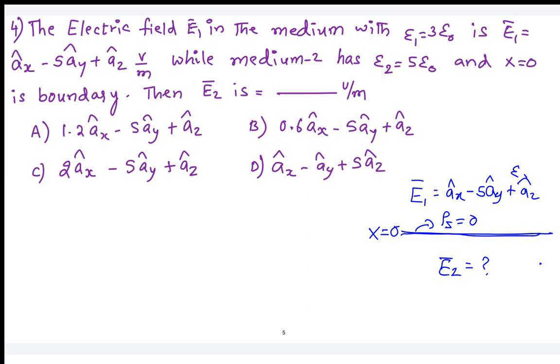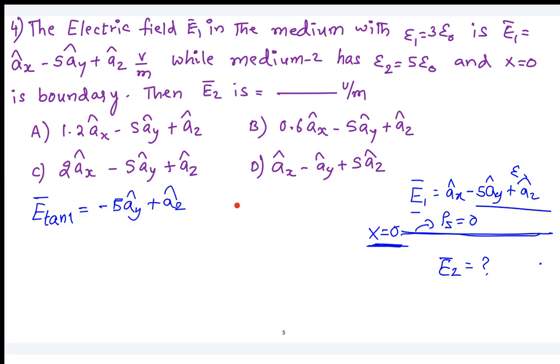See, since you know the electric field intensity in medium 1, what will be the tangential component, E tan 1? Because x is equal to 0 is the interface, y and z will be tangentials. So the tangential component is minus 5 ay cap plus az cap. So this is the same as your E tan 2 using the first boundary condition.